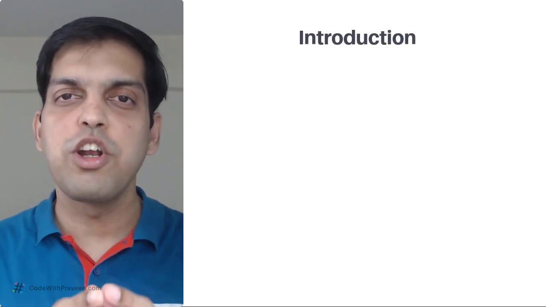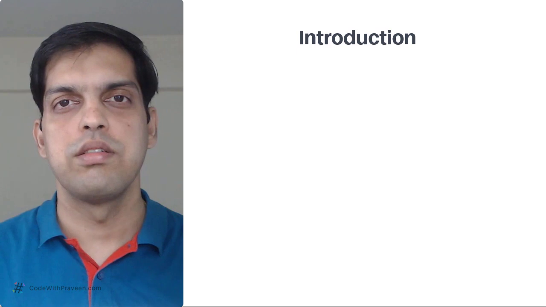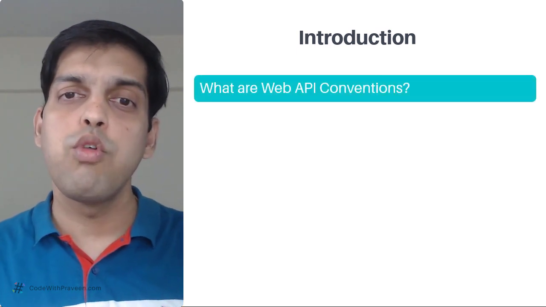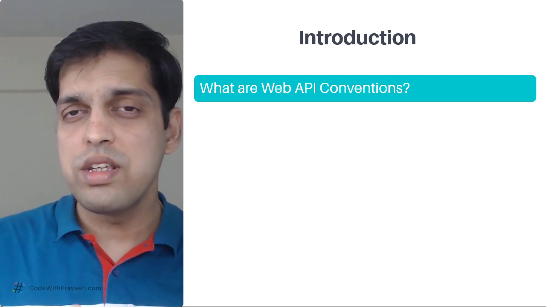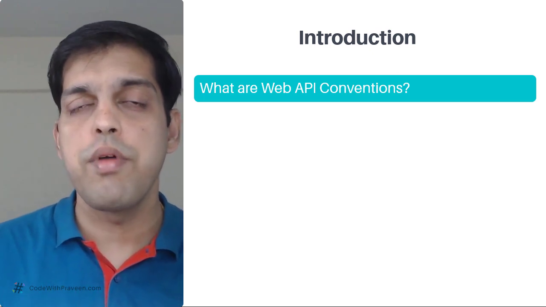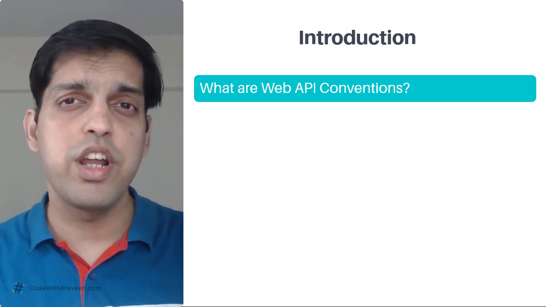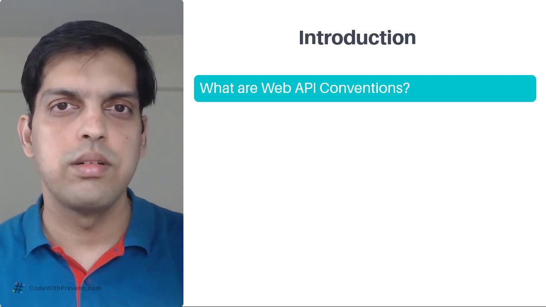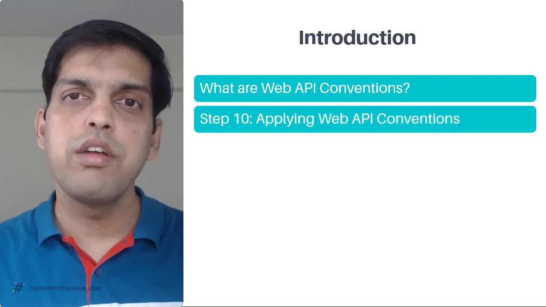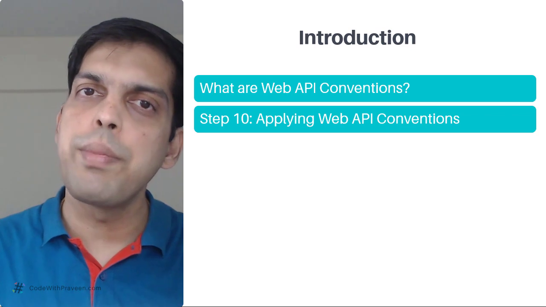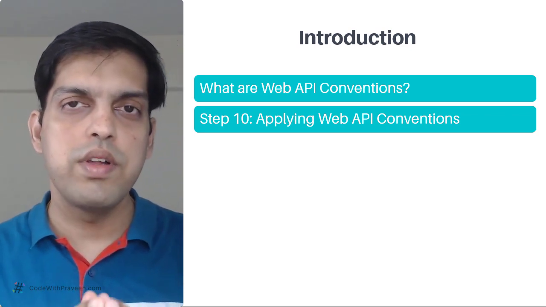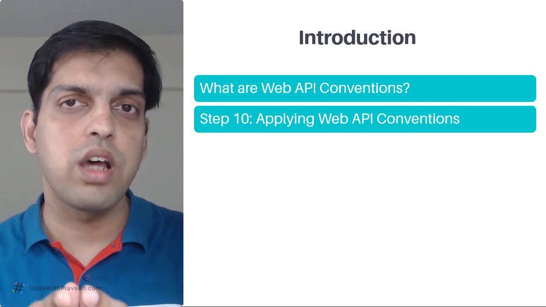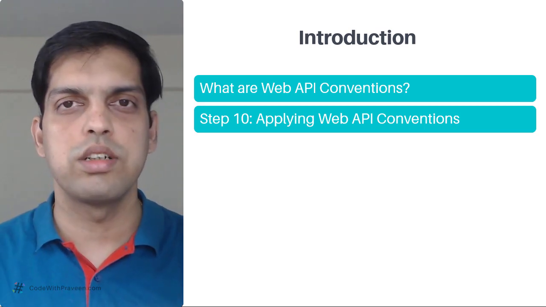Let us look at some of the topics we are going to cover in this section. First, we have what are Web API conventions. In this lesson, we'll look at what these set of technologies available for Web APIs are and see what their real advantages are in the case of Web API projects. Next, in step 10, we will start applying these Web API conventions to our current CMS.WebAPI project. We will see how we can apply it to the various controllers and actions within this project.